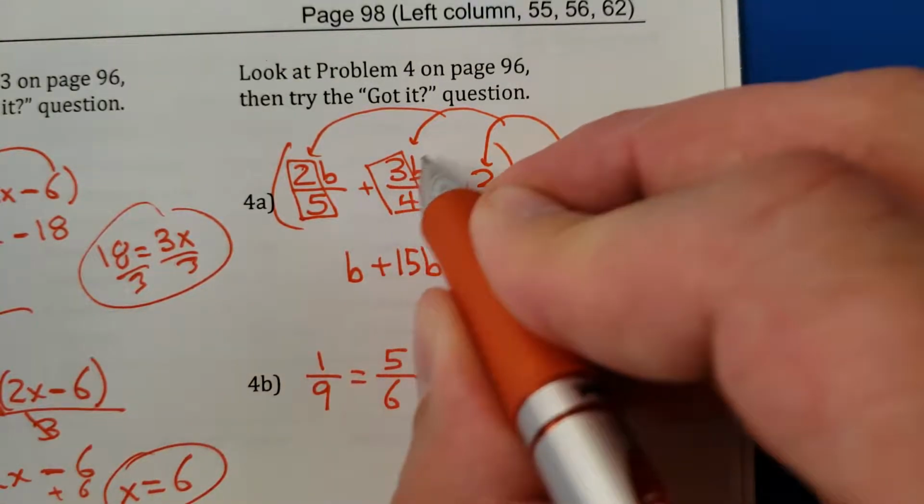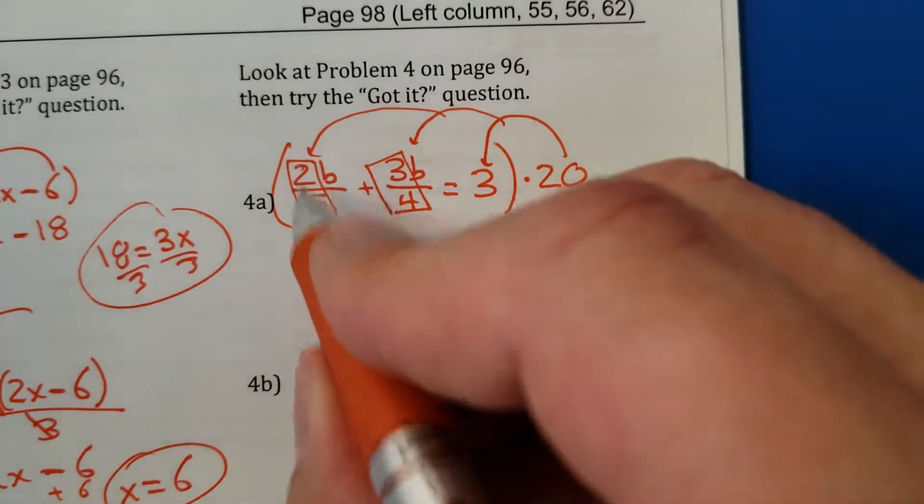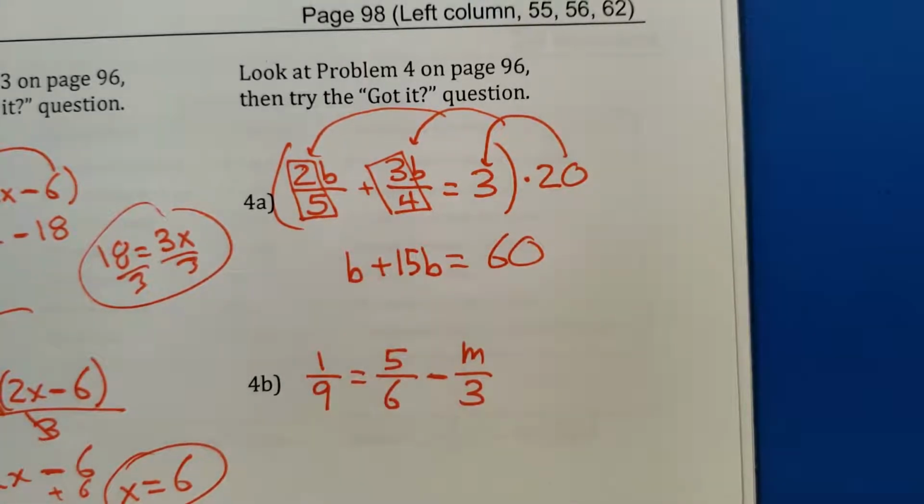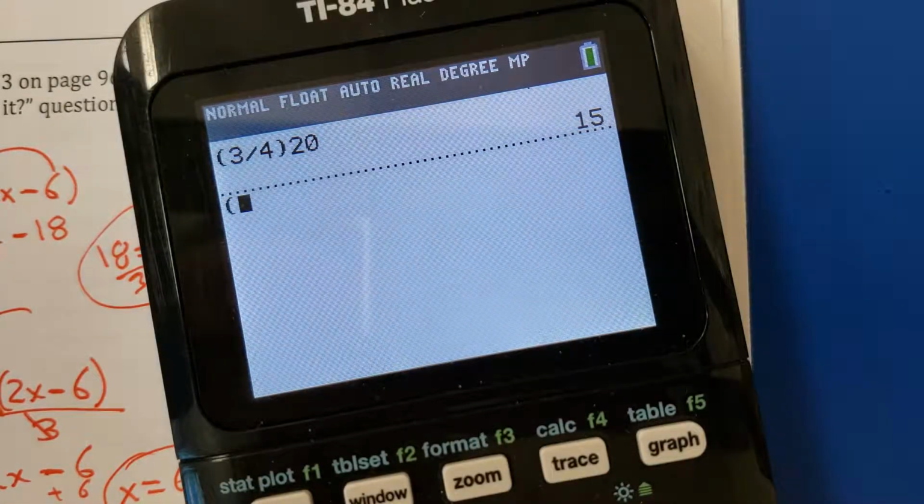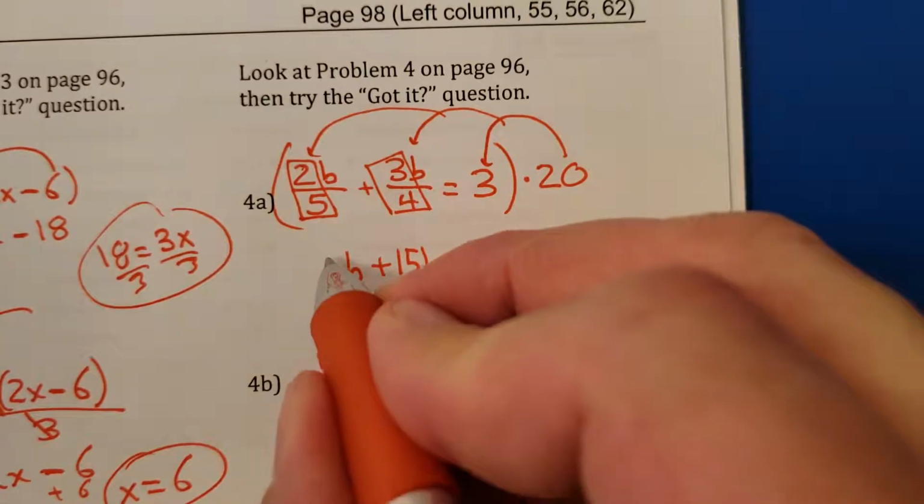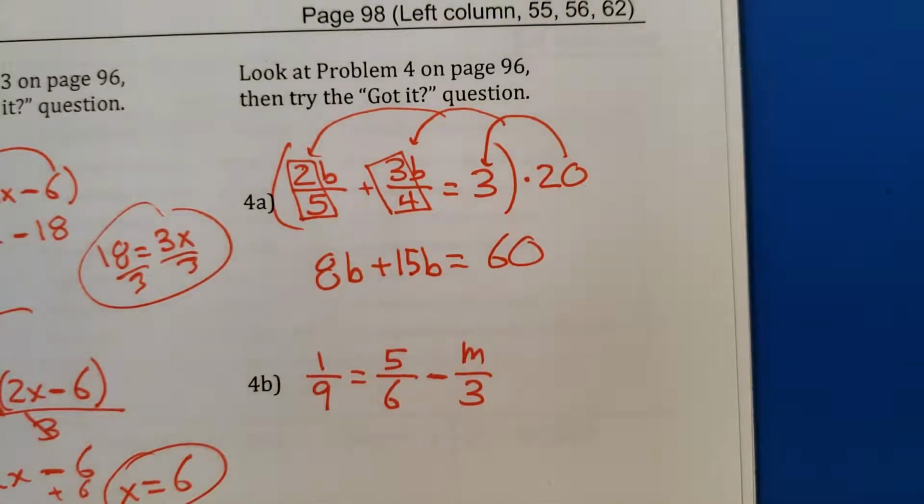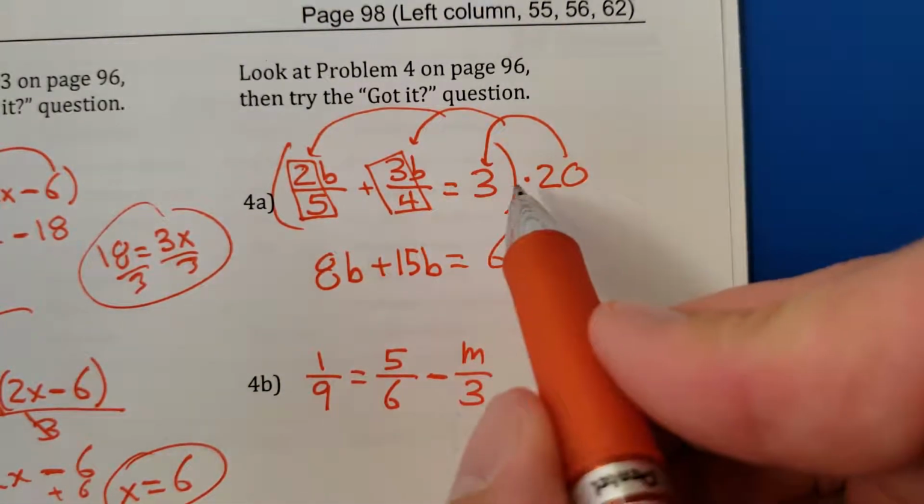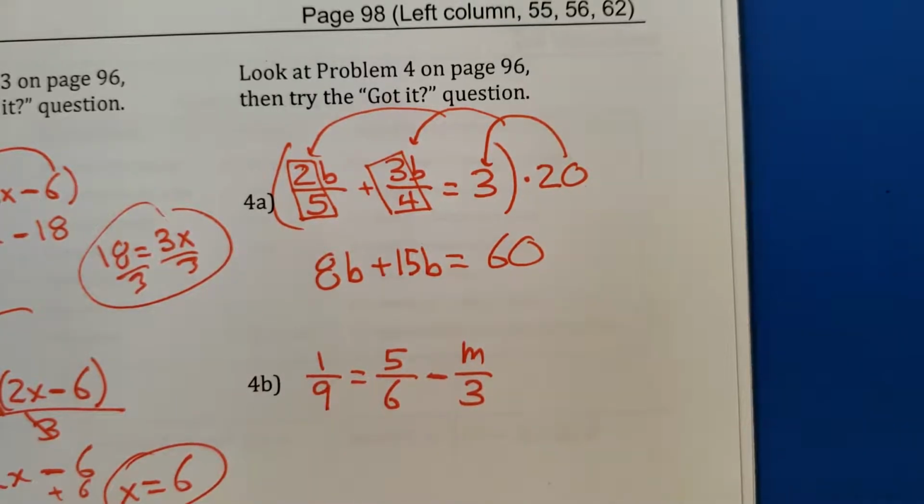15 is 3/4 of the way to 20. Okay. 2/5 of the way through 20. Oops, I need a 2 in there. Gotcha. 8. There we go. That didn't take very long, and this equation looks way, way better than the ones filled with fractions.